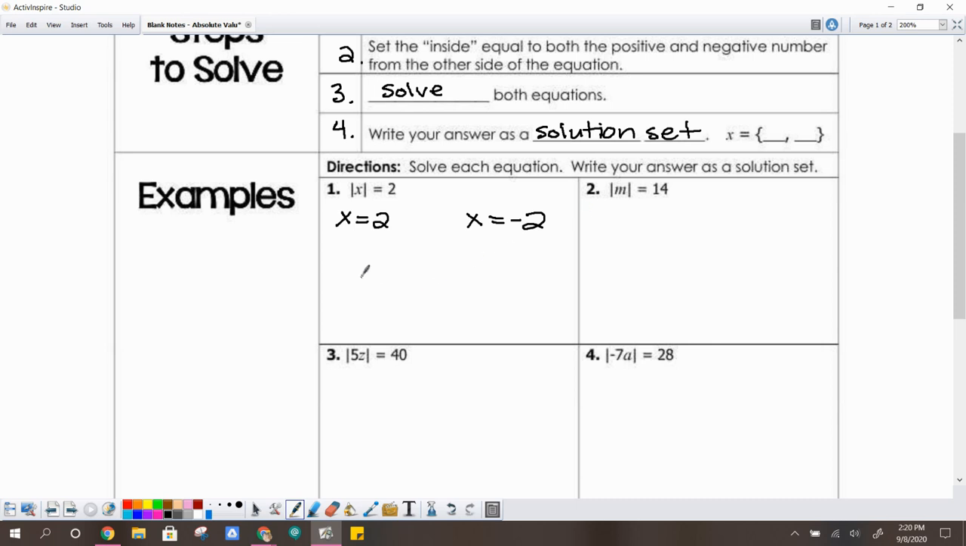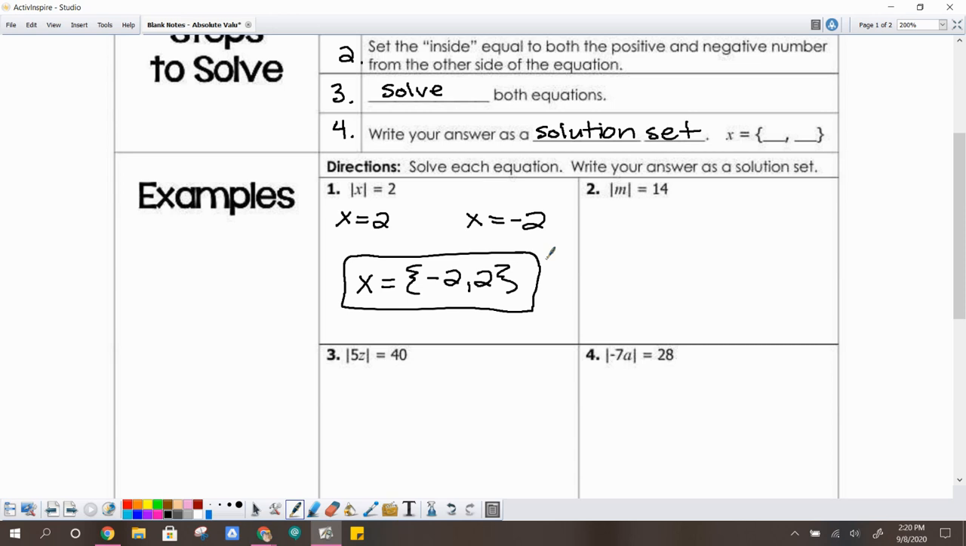So we're going to write our answer as a solution set. So we have x equals, and then we have our braces. And we're going to write our smaller number first every time, and then the other. So if you can't draw that squiggly brace, that's fine. Just try your best. But you need to use the braces. It's not parentheses, it's not brackets. It is braces for this type of problem.